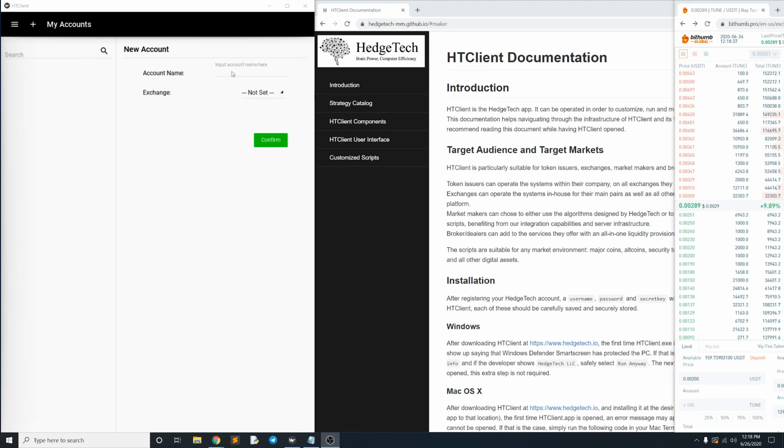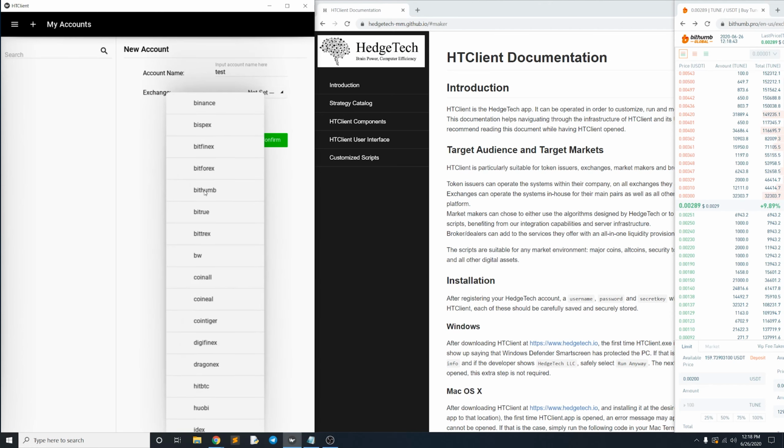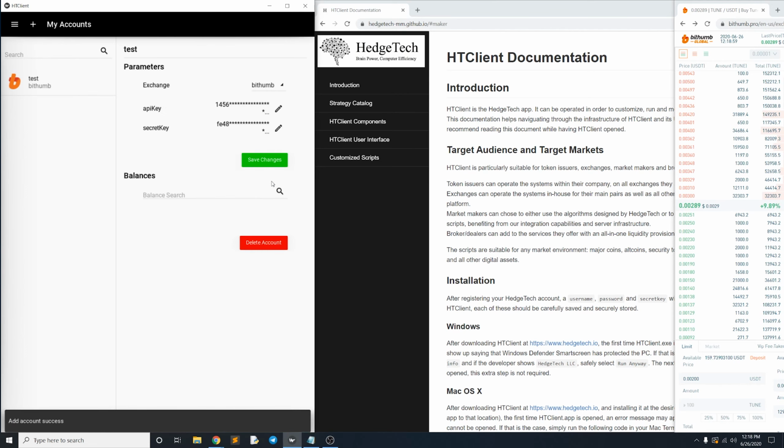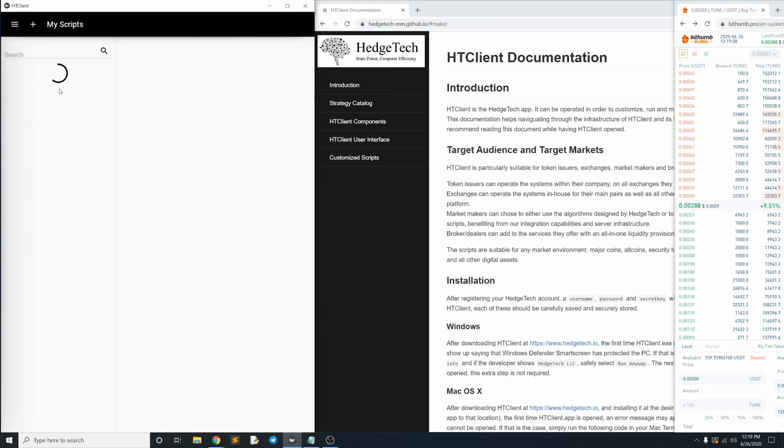So I'm on the accounts page on the app. What I'm going to do is add a test account. Let's call it test, and the exchange is going to be Bitham in this case. I have a notepad on my other screen where I recorded the API keys that are required to connect the account. And here's my account. I can check balances if I want to. Next, let's go to my scripts.